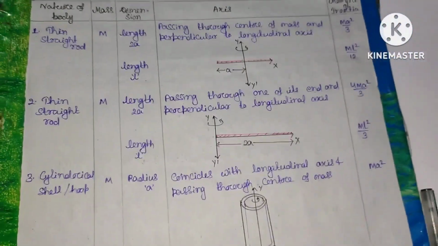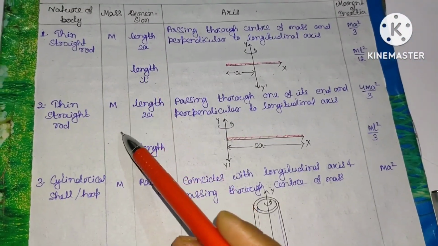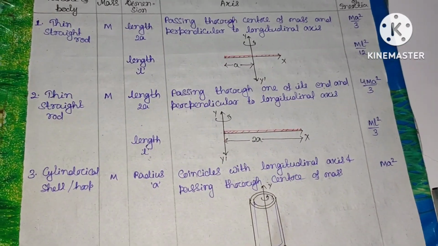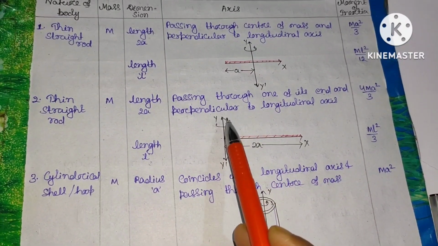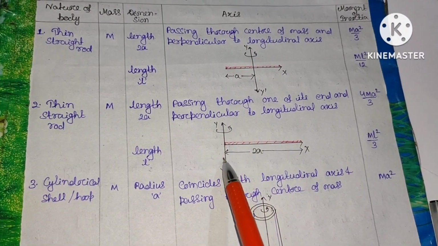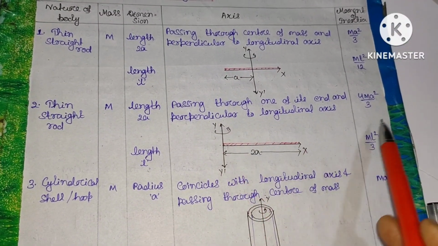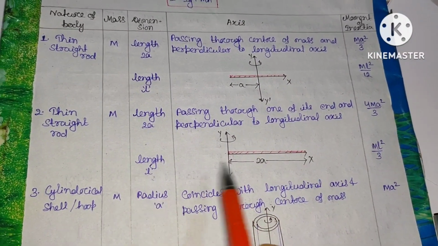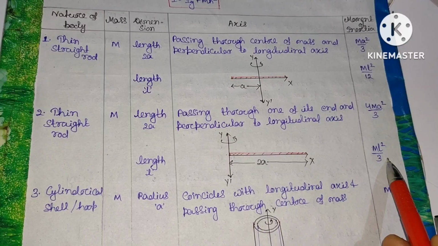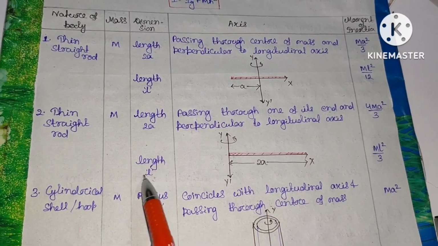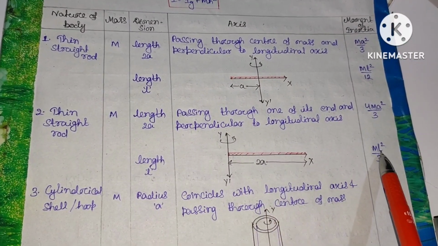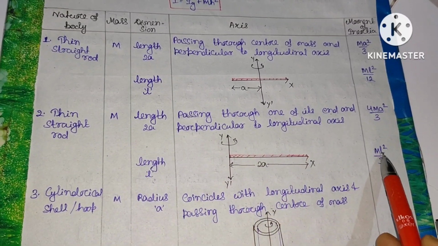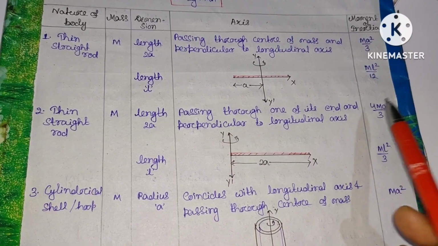Next is, for a thin straight rod of mass m and length 2a, passing through one of its ends and perpendicular to the longitudinal axis. So here is the axis, at the end. For that, if the length is L, the moment of inertia is ml square by 3. Always try to remember this for the length L. If the length is 2a, putting it here, this is simply 4ma square by 3.